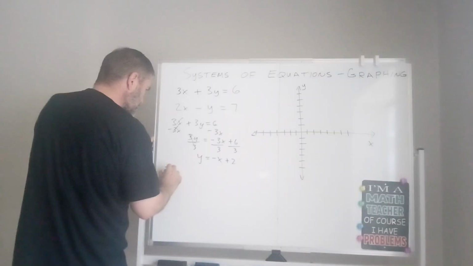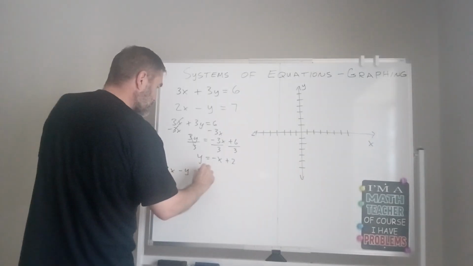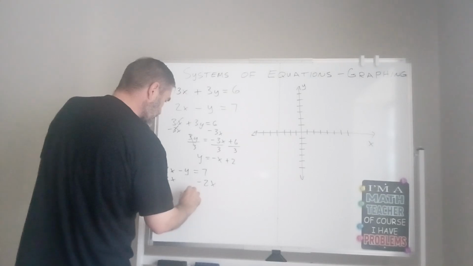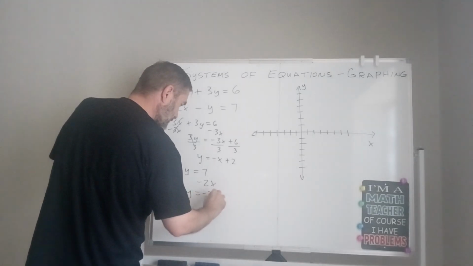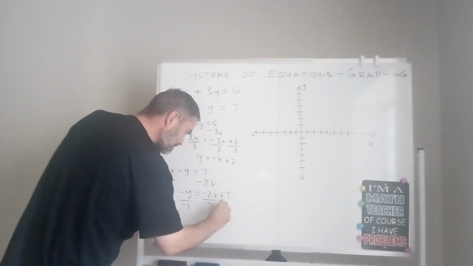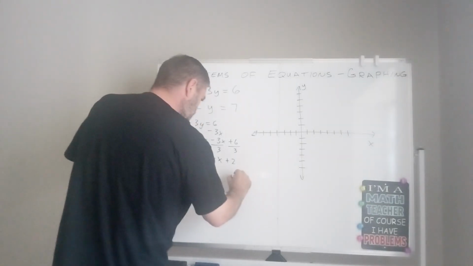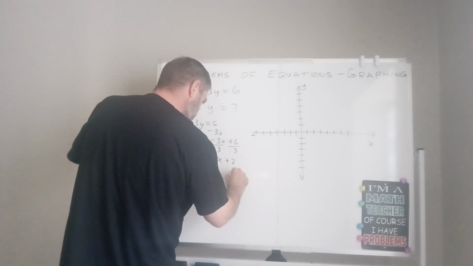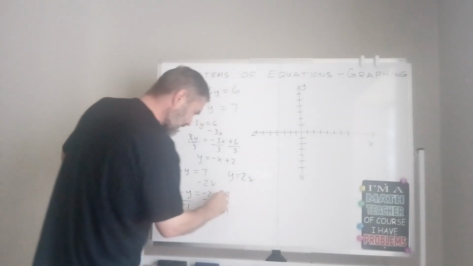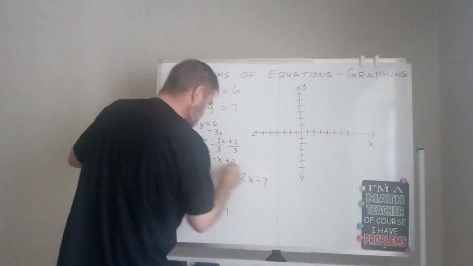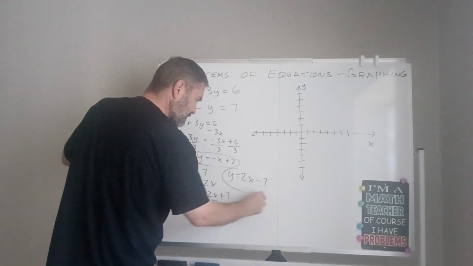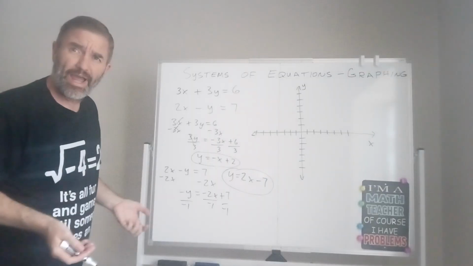So I'm going to bring down the 2x minus y equals 7. I'm going to subtract the 2x, subtract the 2x. Now I have negative y equals negative 2x plus 7. Divide by the negative 1. And that's going to give me, up here, I'll put it right here, y equals negative 2 over negative 1 is 2x. 7 over negative 1 is negative 7. These are now my two linear equations in slope-intercept form. I'm now going to graph them.